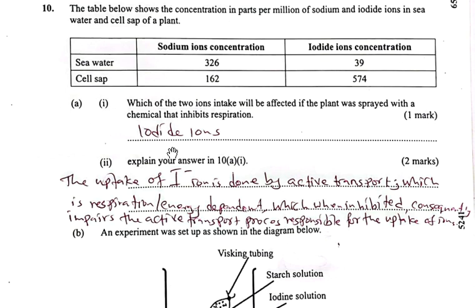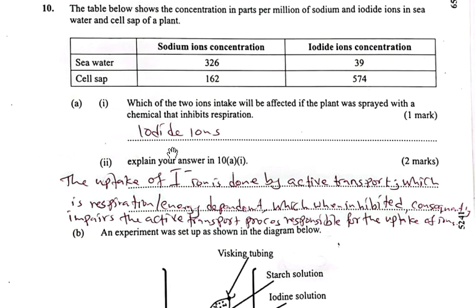respiration yields energy for the cell, and this energy is used in active transport. In short, they are asking which ions will be absorbed by active transport. And let's look at our table. Let's look at sodium ions concentration. In seawater is 326, cell sap 162. It means the sodium ions are moving from seawater, where they are highly concentrated, to the cell sap, where it is lowly concentrated, and that is diffusion.